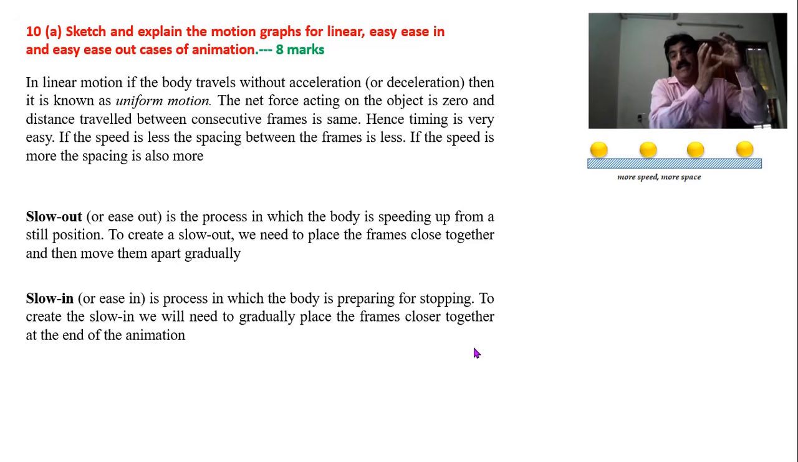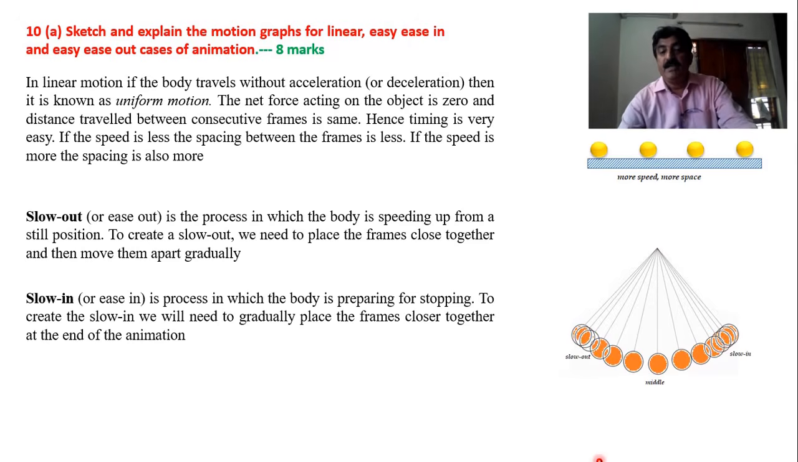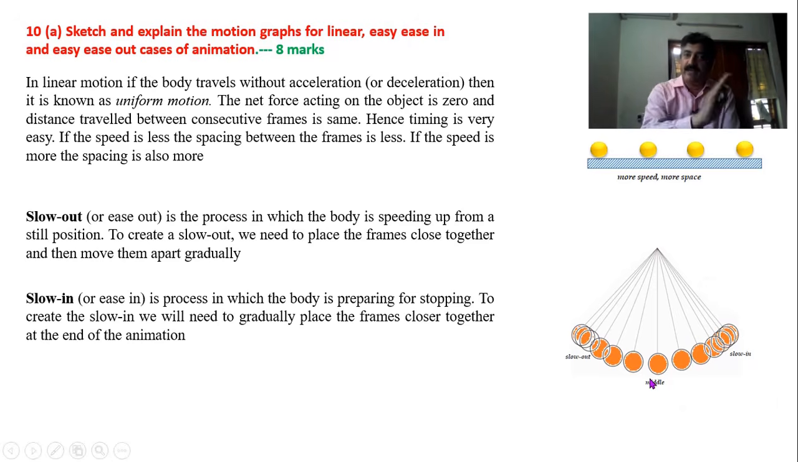See, slow out is in the beginning of the animation. Slow in is at the end of the animation. Look at this diagram. Initially I have more frames, gradually the spacing decreases, so this is slow out. Later on the object is getting ready to stop, therefore the spacing keeps on decreasing. So this portion is the slow out portion, and this is the slow in portion. I have given all the details in my videos also. Please watch the animation videos once again for better clarity.